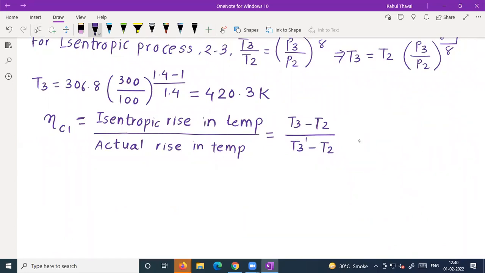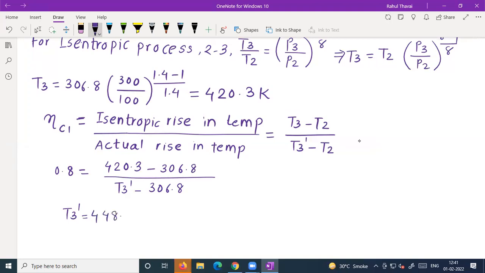So now let us start. We have efficiency 0.8, mentioned in the problem. T3 we just calculated, 420.3 minus T2, whose value is 306.8, divided by T3 dash, which I am supposed to calculate, minus T2. T2 is again 306.8. So when I solve this, I will get the value of T3 dash, and it is coming to be 448.7 Kelvin.